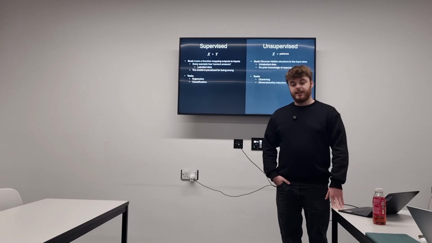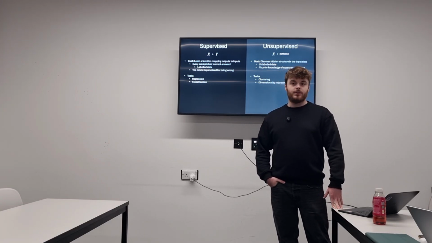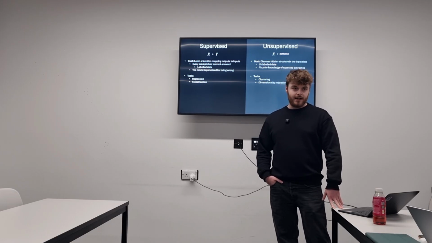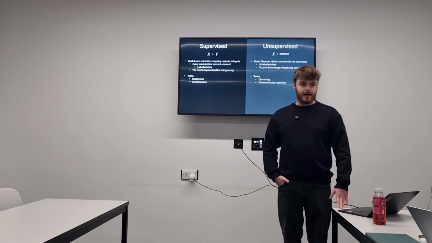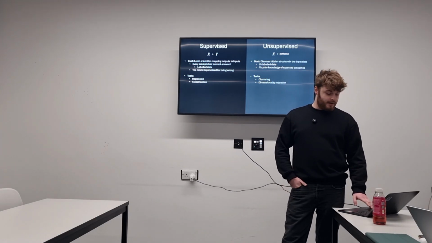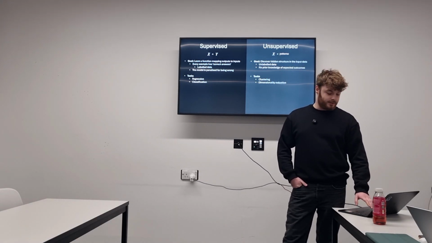Whereas unsupervised learning is where we don't have predefined assumptions about the data or right or wrong answers. We're not driving the model to minimize errors. We're trying to uncover hidden patterns in the data set. We're not really going to talk about unsupervised learning. I'm going to very much focus on supervised learning techniques for this talk.